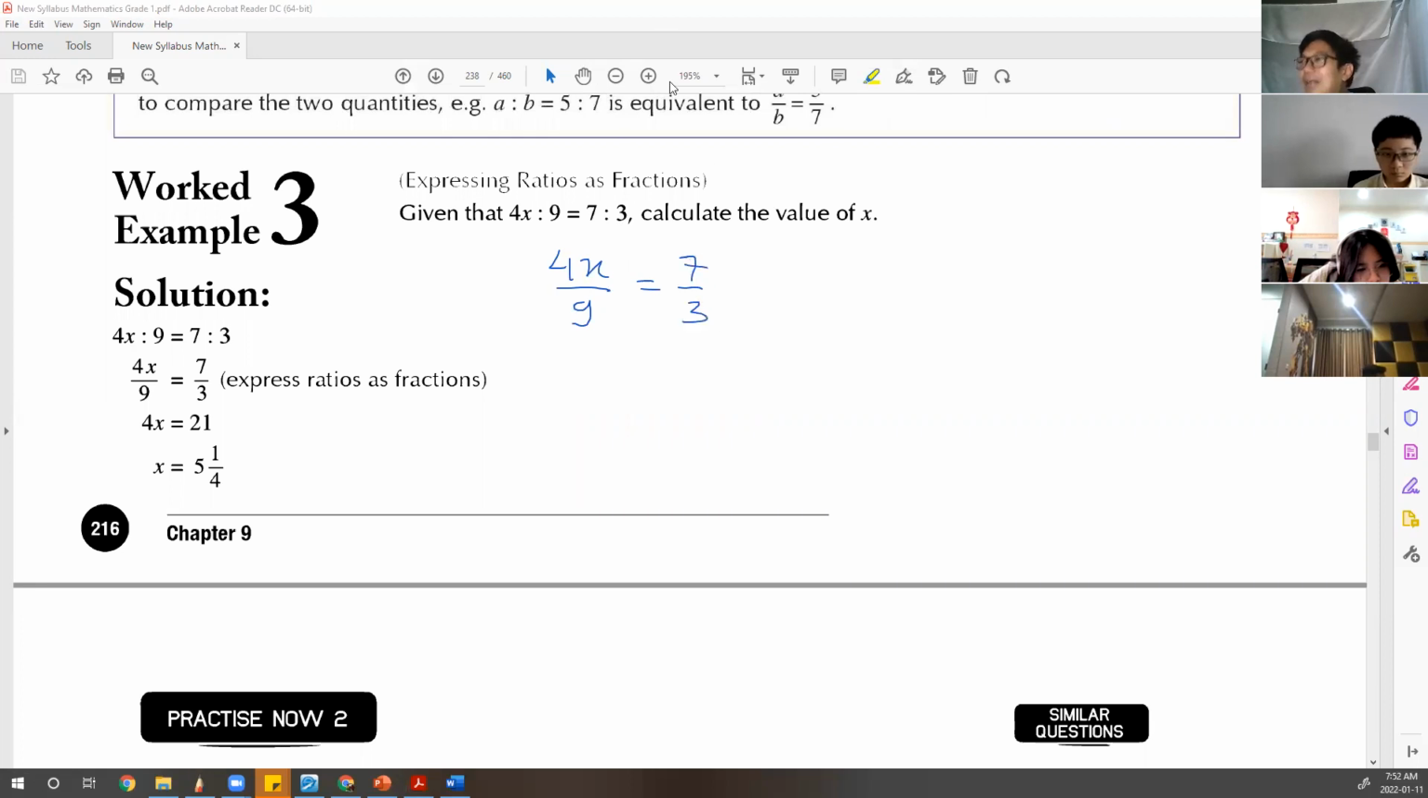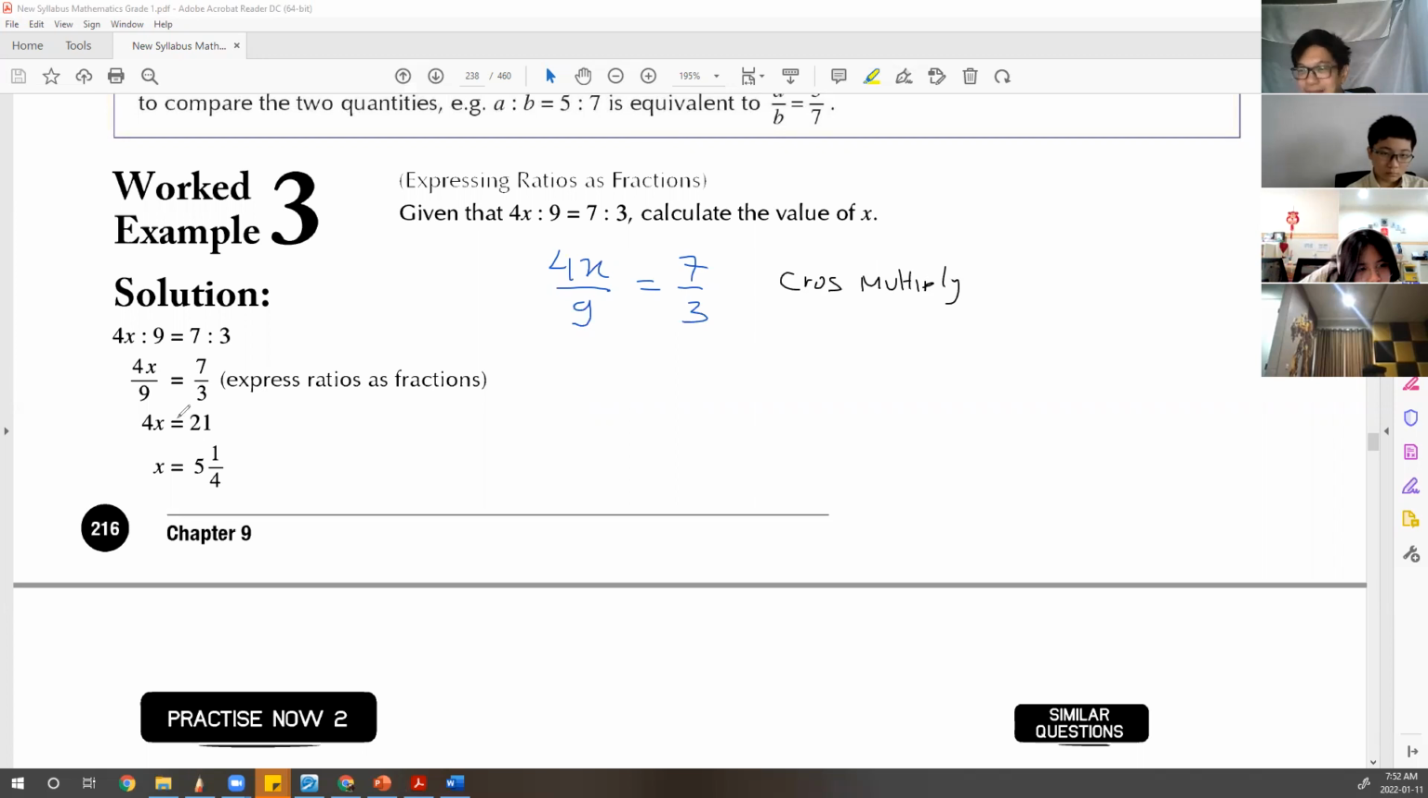Ingat nggak kalau gini diapain, guys? Nah, ini saya harus ingetin. Mungkin Karin masih ingat atau beberapa yang pay attention ingat. Kalau yang nggak ingat, saya ingetin lagi: cross multiply. Express ratio as a fraction.